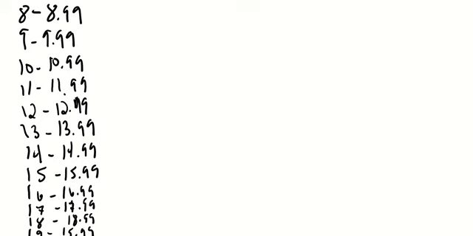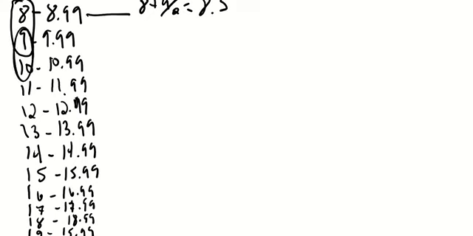So the midpoint is actually, we add up the lower limits, which is these two, and we divide them by two for each of the categories. So our first one would be 8 plus 9 divided by 2, which will give us 8.5. And our next one would be 9 plus 10 divided by 2, which would give us 9.5.